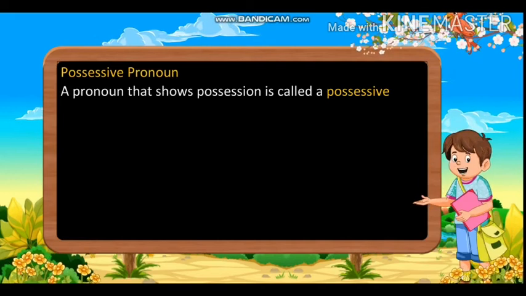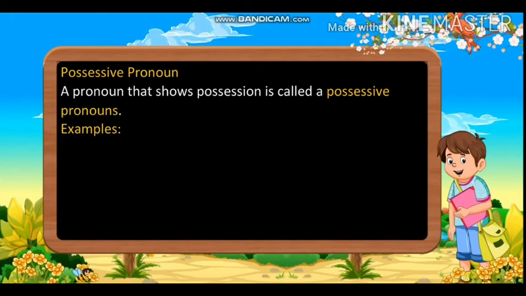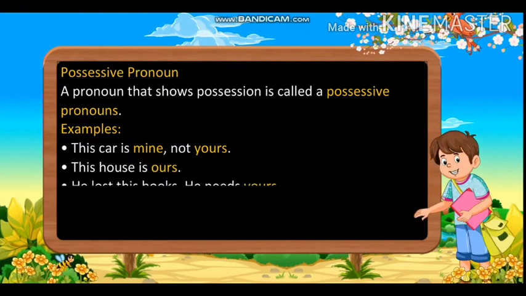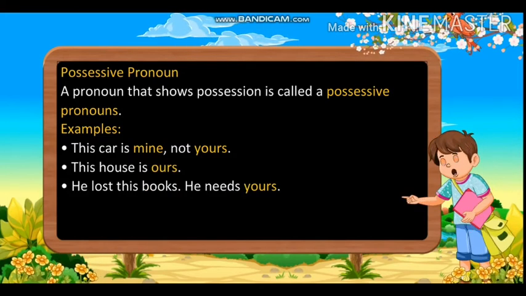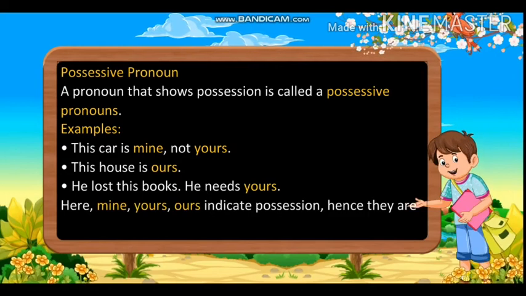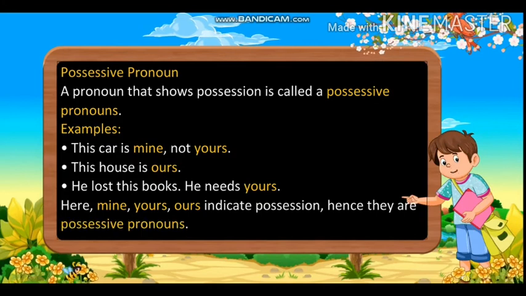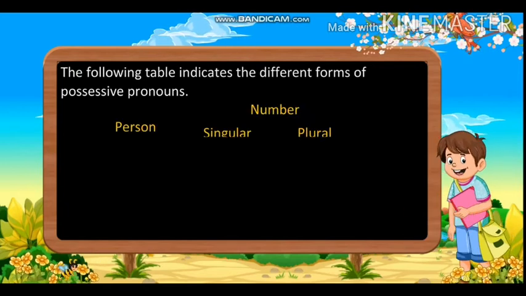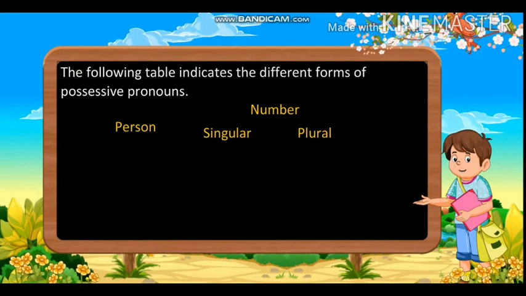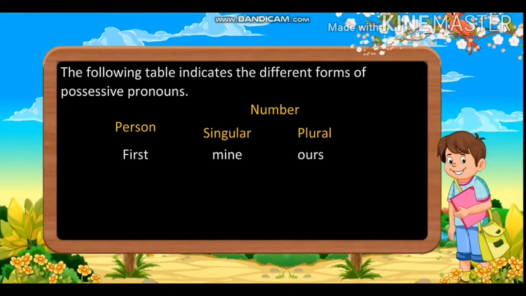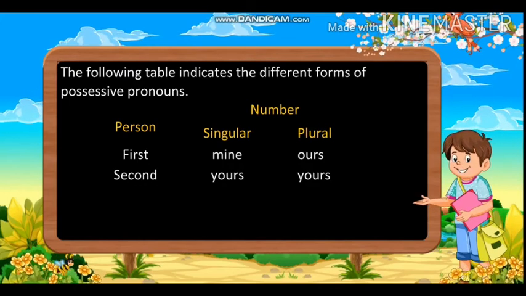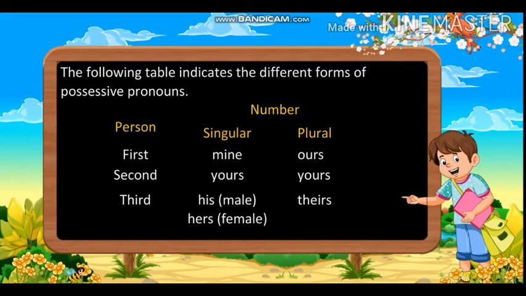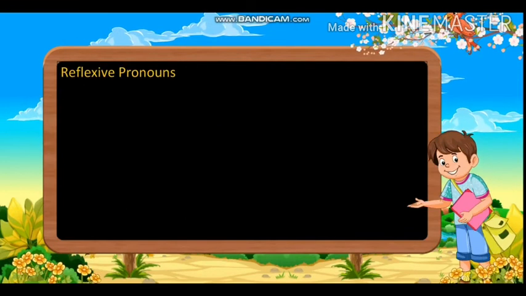Next, possessive pronouns. A pronoun that shows possession is called a possessive pronoun. Example: this car is mine, not yours. The house is ours. He lost his books, he needs yours. Here, mine, yours, ours indicate possession, hence they are called possessive pronouns. The following table indicates the different forms of the possessive pronouns. Person, singular or plural, we'll divide them that way. First person: singular mine, plural ours. Second person: yours, yours. Third: his, hers, according to male or female category. And theirs is the plural word.